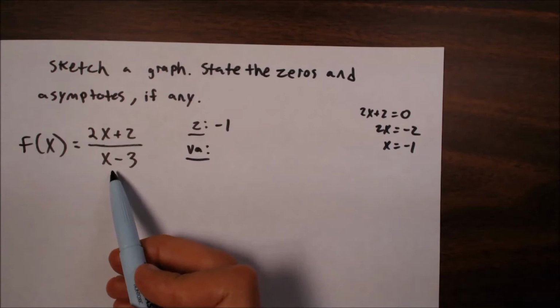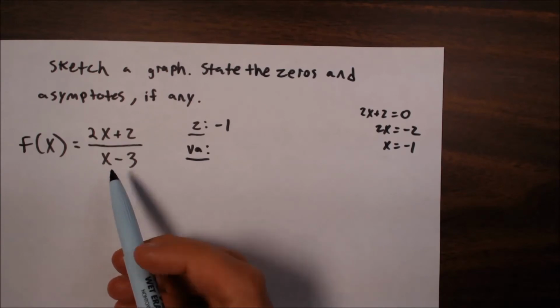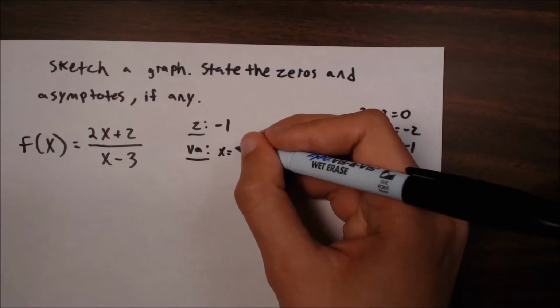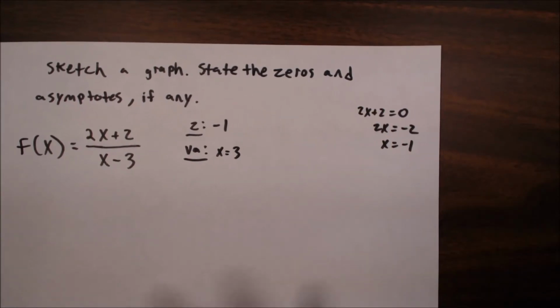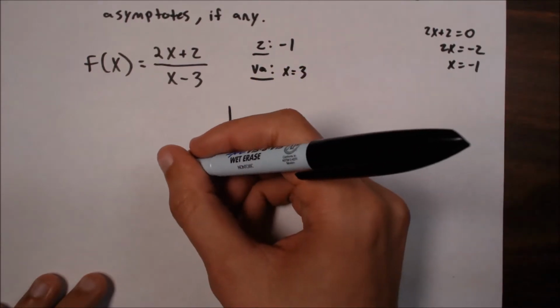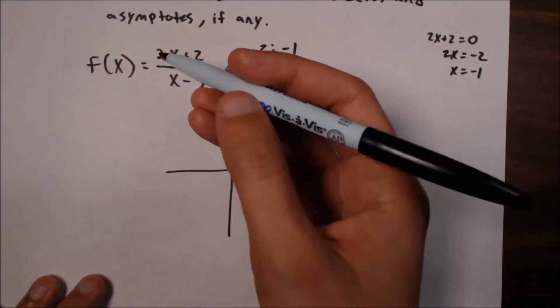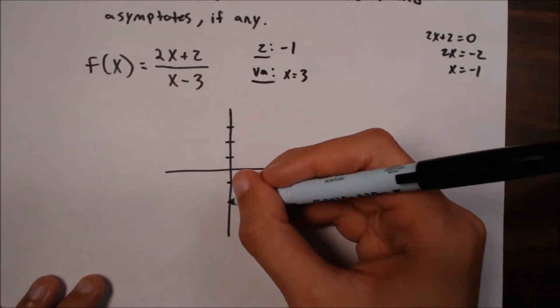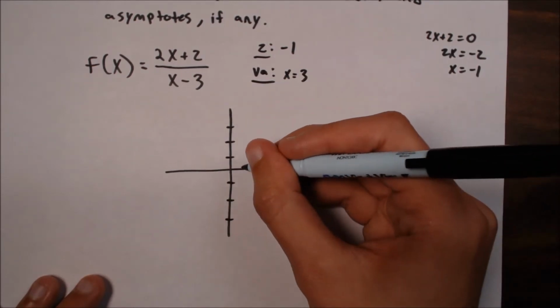The vertical asymptote is going to happen at 3. Specifically, it's the line x equals 3. If you just say 3, that's fine, as long as you know what to do with it. Okay, so to do a sketch, the numbers here are pretty small, so we only need to go a few units in each direction. Try to equally space it as much as possible.